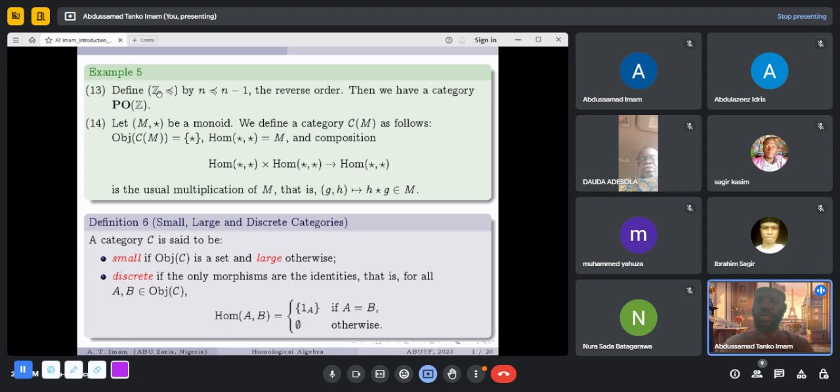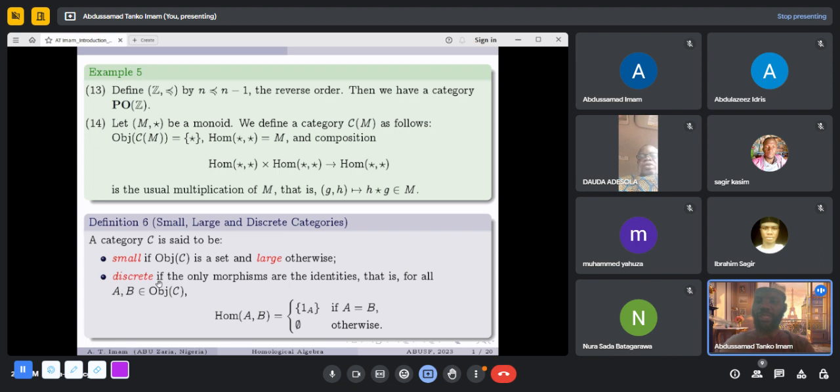And this one too is a small category, because the class of objects is the set of integers, which is a set. And here you have even just a singleton, which is a set containing only one element. So therefore, this is a small category. So most of the examples we saw are small categories, but we saw an example of a category that is not small. If the class of objects is not a set, then the category is large. It's called a large category.